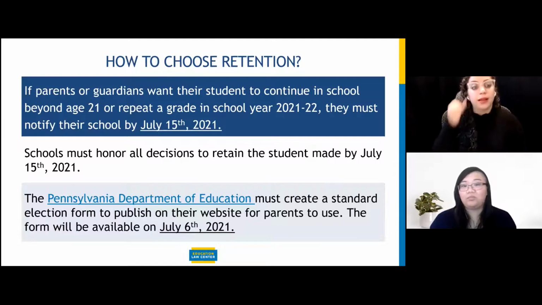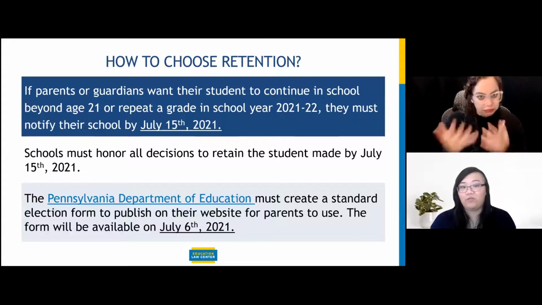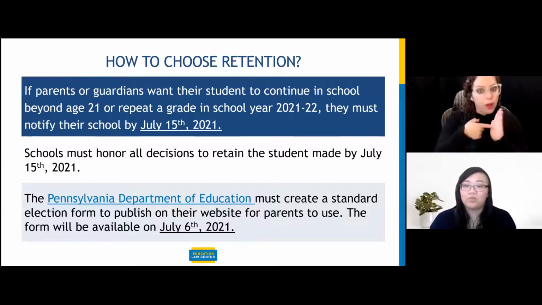If parents or guardians or the students themselves do elect for grade retention, schools must honor these decisions and place students in the same grade if they receive this option by July 15th, 2021. The law also requires that the Pennsylvania State Department of Education must create an election form that is standardized for everyone to use if they want to notify their school of this decision to retain the student.